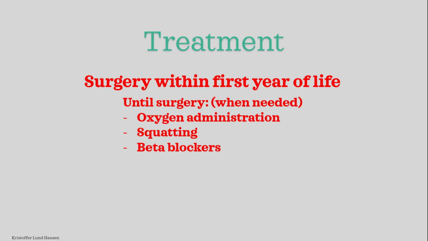Mainly this involves treating the TET episodes, as in acute cyanotic episodes. What we can do is we can administer oxygen, we can make the patient squat, and if that fails we can try to give beta blockers, which have shown to improve the situation.